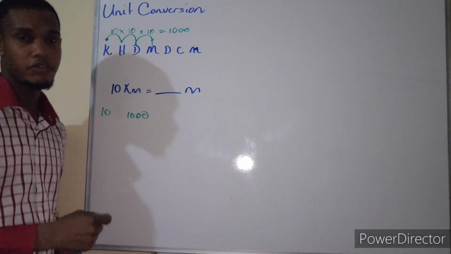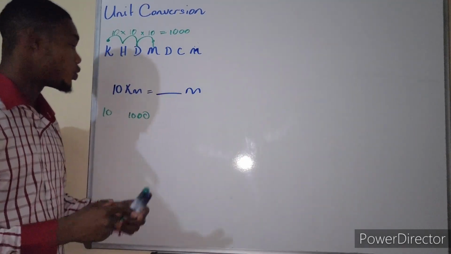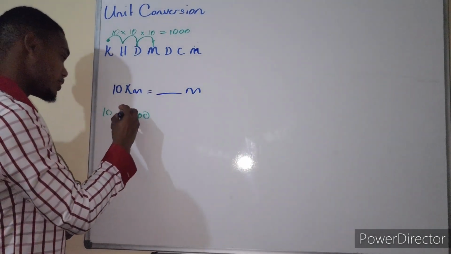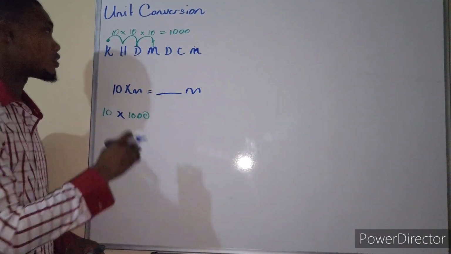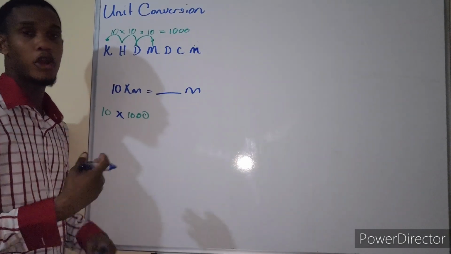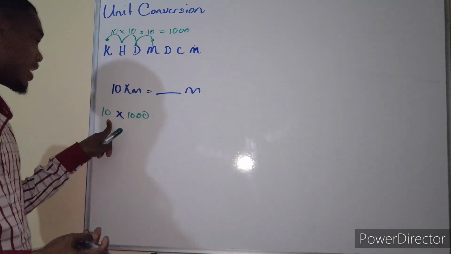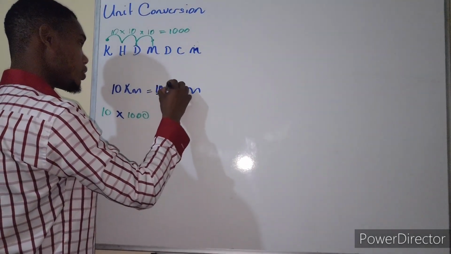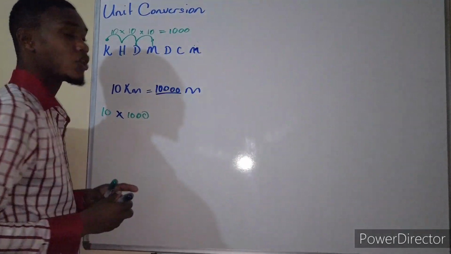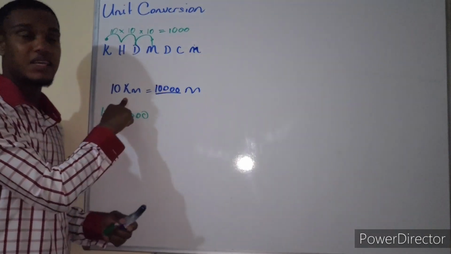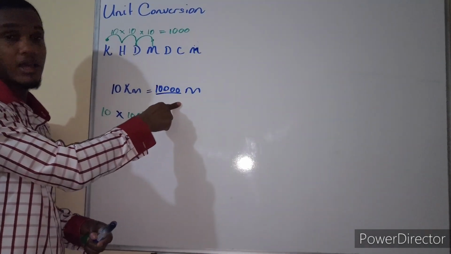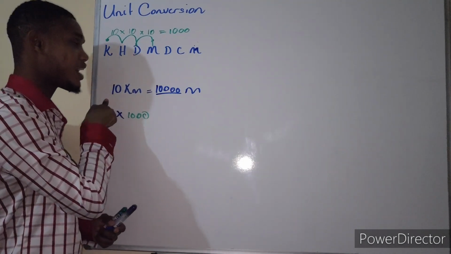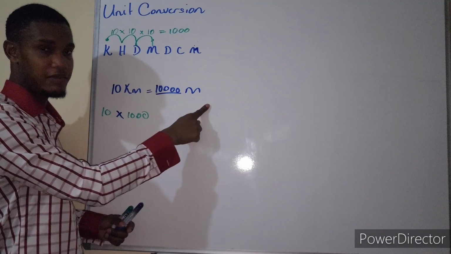So once you're moving from a larger to a smaller unit, when you get here, you'll always put a multiplication sign there. Always. Because from a larger to a smaller, you are going to be multiplying. So 10 times 1000, and that will give you 10,000. So it's saying that 10 kilometers is equal to 10,000 meters. So if you are applying the principles, moving from larger to smaller, you multiply.